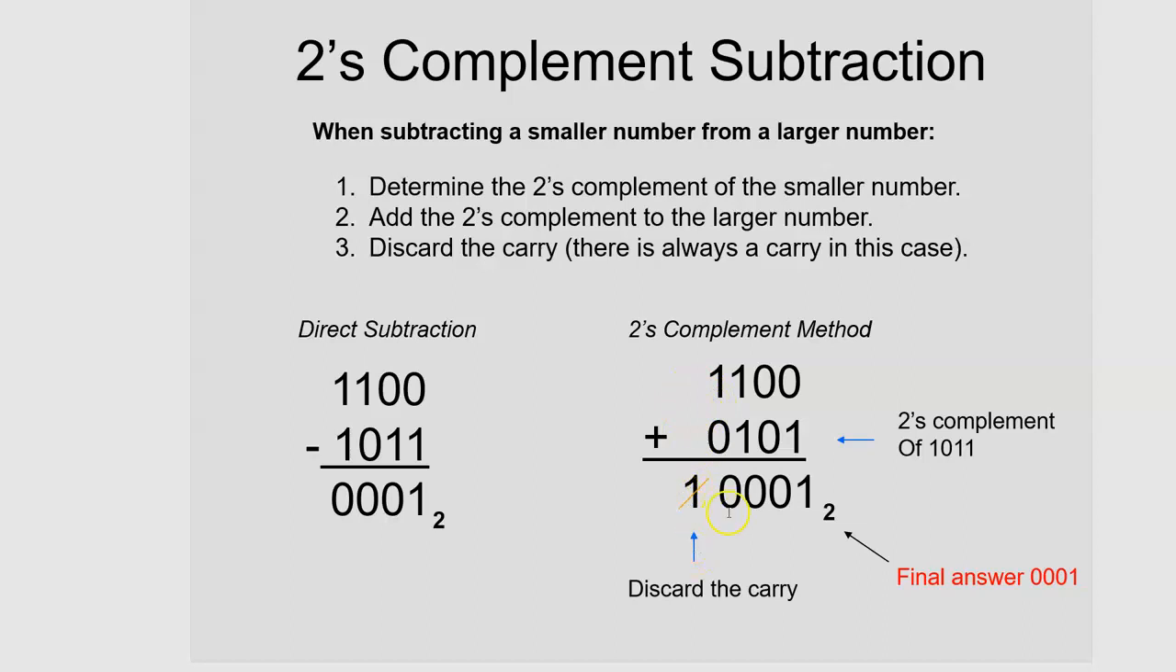So I got 1 0 0 0 1. But I got this number in front, the carry that I had when I did the math in this column. I throw that away.